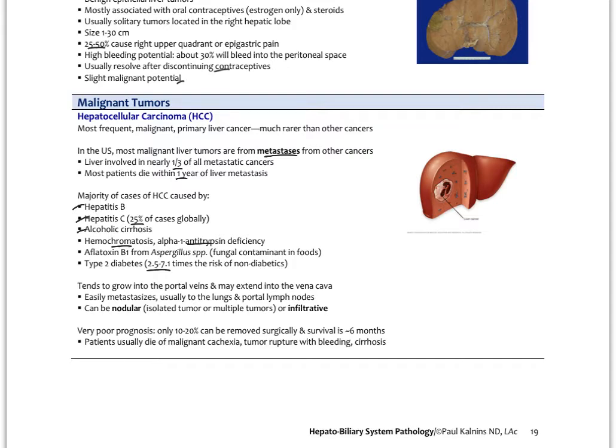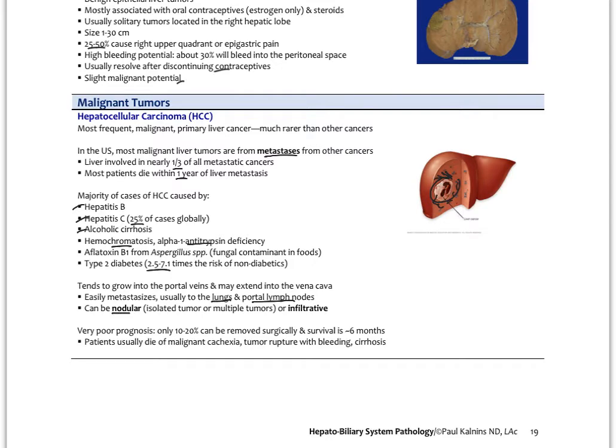Tends to grow into the portal veins, and it can actually extend into the vena cava. It easily metastasizes, usually to the lungs, the portal lymph nodes, and the pleura. So we can see pleural effusion, that sort of thing might develop from that. Can be more nodular, so that'd be more isolated, like you see in this picture over here, or infiltrative. It looks like it sort of spreads everywhere. Very poor prognosis on this one as well.